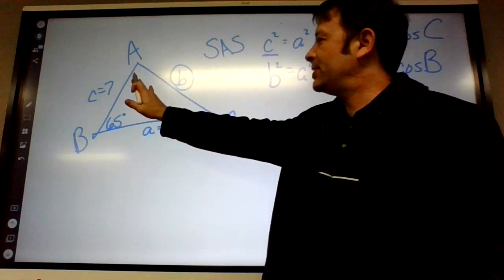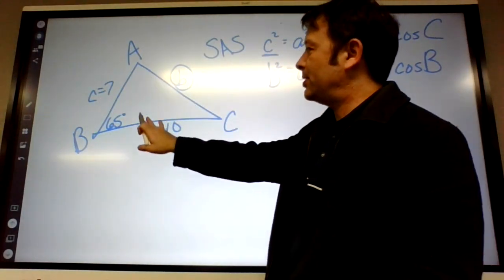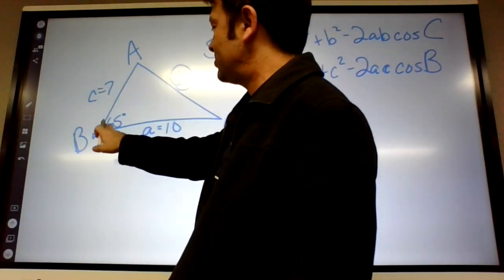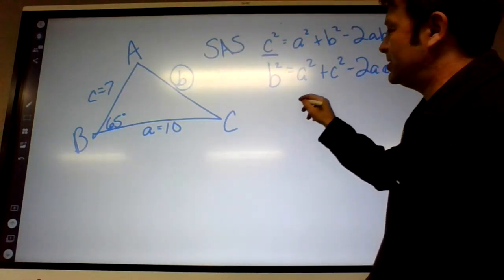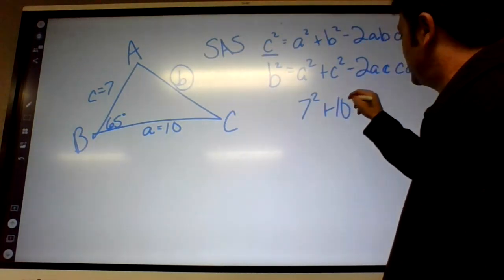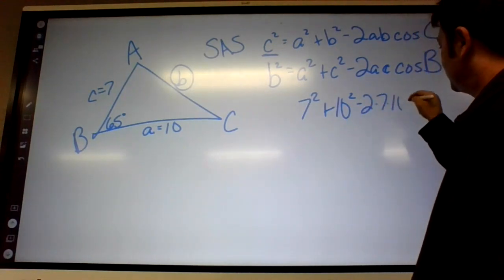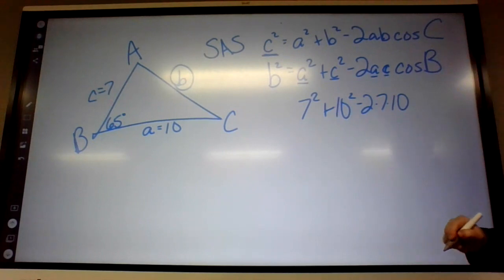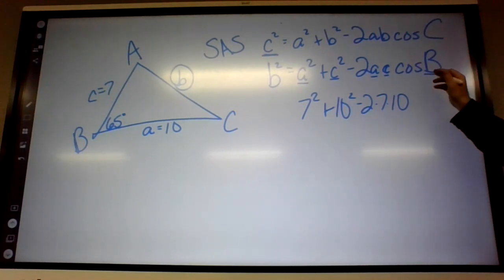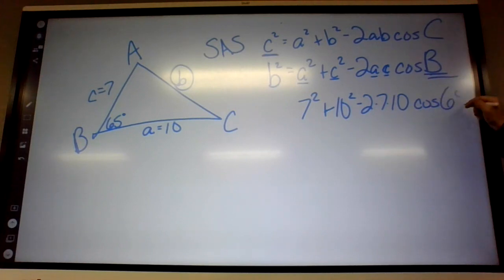So basically though, it's side squared plus side squared minus 2 side times cosine of the angle between them. So on this problem it would be 7 squared plus 10 squared minus 2 times 7 times 10. Okay, these little A's and C's are just sides of the triangle. What's the capital B stand for? Angle B. The angle. So that would be the 65 degrees.